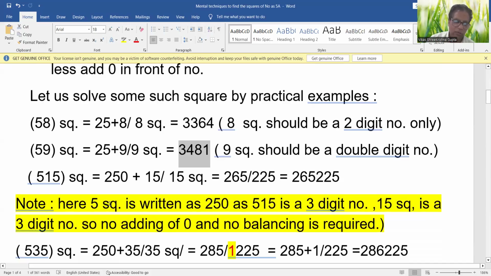This is the first thing you note, because these are 3-digit numbers. So I have to write the square as 250 as a 3-digit number. Then I add 15 to this number, I get 265, followed by the square of 15.